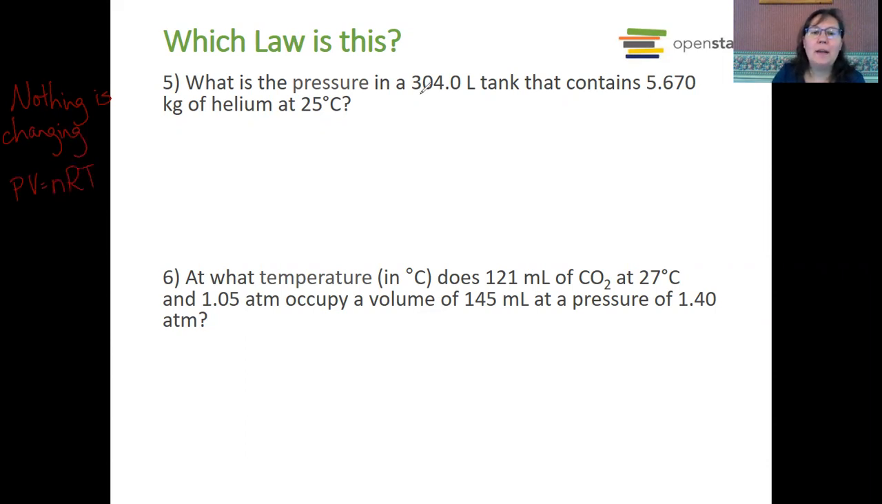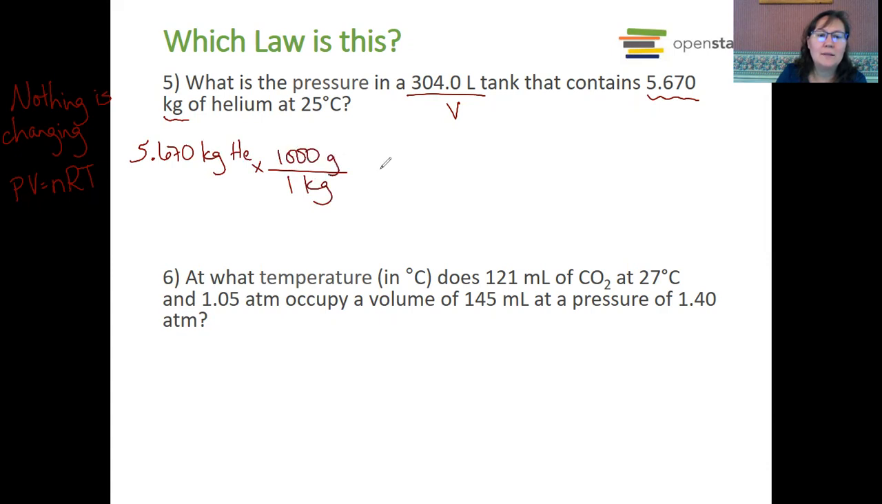Now let's take a look here. Here we have our volume. But see how it says 5.670 kilograms of helium? That's not moles. That's an amount, but it's a mass. So then we need to start by setting up 5.670 kilograms of helium times, well, in 1 kilogram, there are 1,000 grams times the molar mass of helium, which if I look at my periodic table is listed at 4.0026 grams of helium per mole helium.